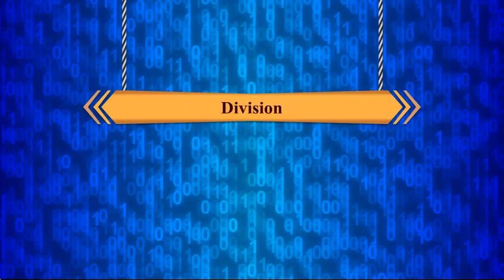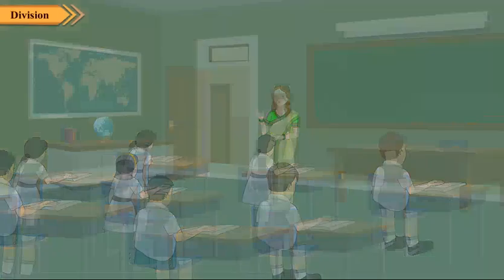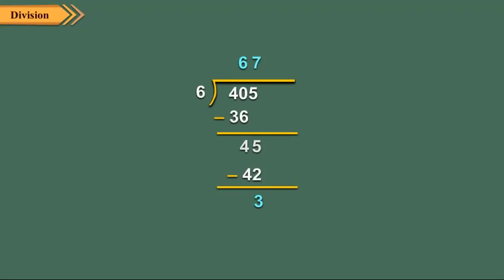Division. In the previous classes, we have already learned a lot about the division. Let us revise the process by taking up an example. So in a division sum, dividend is the number to be divided.